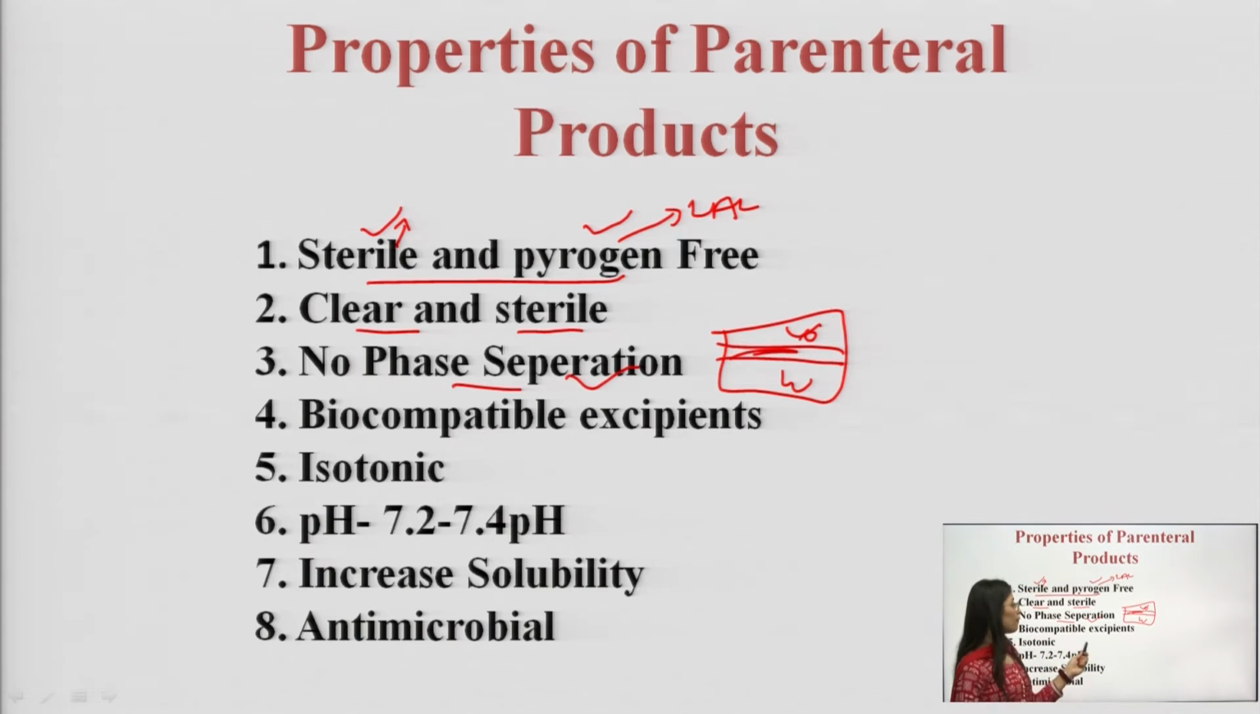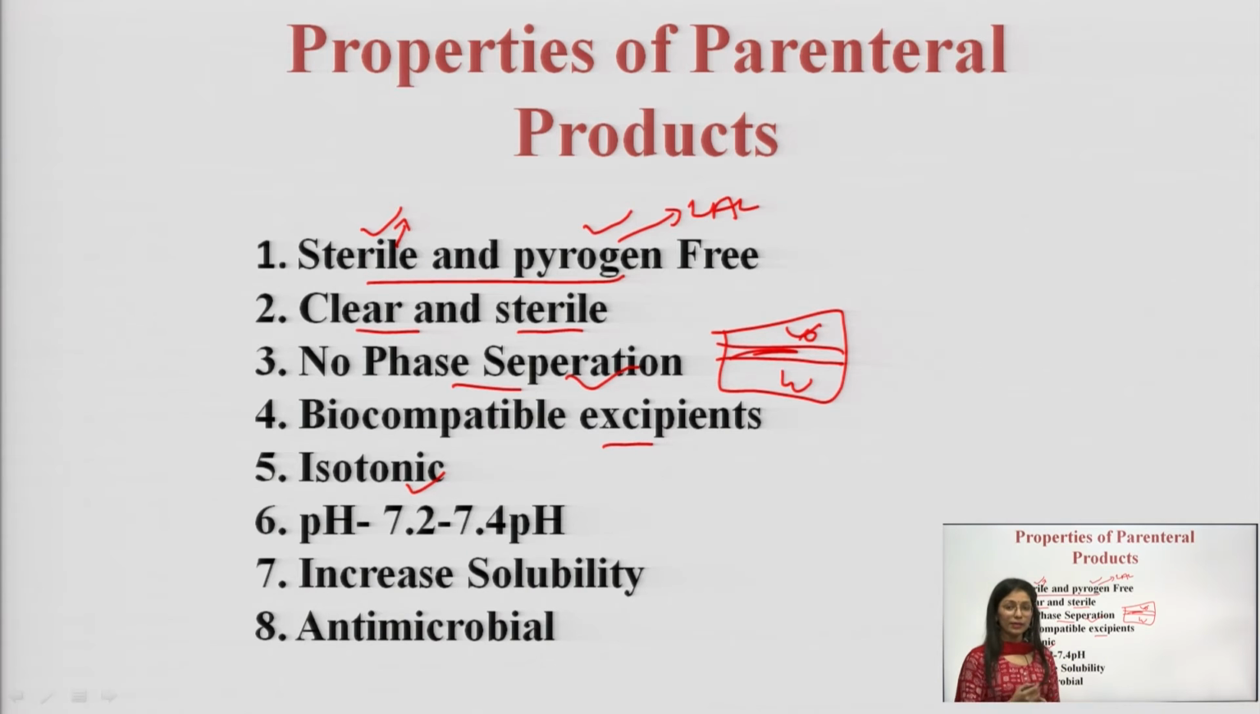Okay. Biocompatible excipients. Excipients that we are going to add. Excipients are those agents that are intended in the formulation and that have no use for our therapeutic action. Okay. Apart from API, the things we are adding are excipients. It should be biocompatible, means it should be biologically compatible to our body.